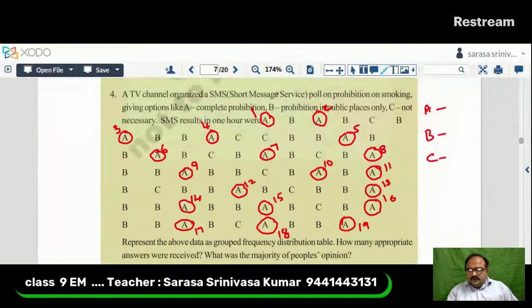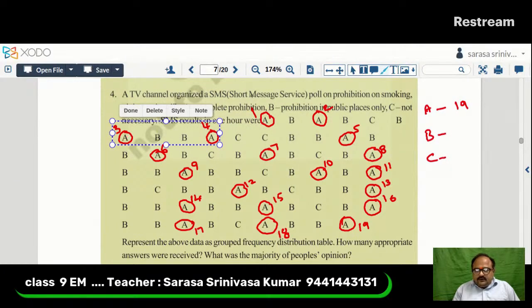Now when we cross check this, we are getting 19. So the frequency of A is 19. So the poll for complete prohibition is 19.